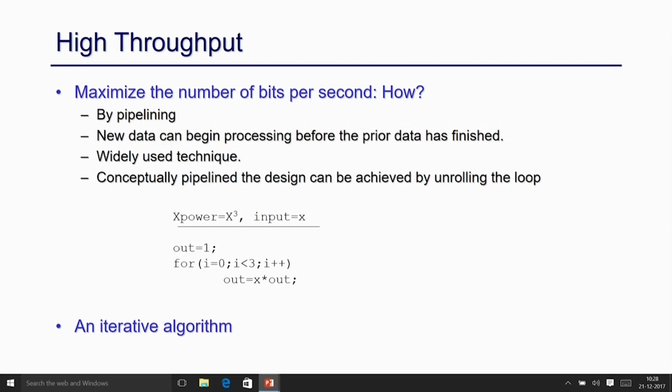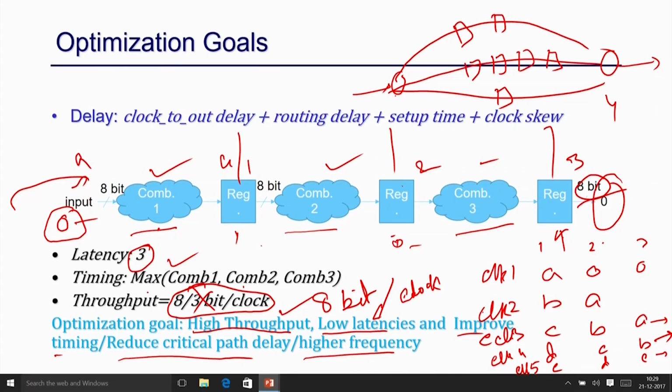So, as I mentioned, high throughput is the number of bits per second coming out of the output. How do we maximize this number? By pipelining, right. You have to process multiple data in parallel. It is not that you give input A here, it takes 3 cycles, and nothing comes in meanwhile. If the circuit is implemented such that this part is free, you can process some other part of the data.